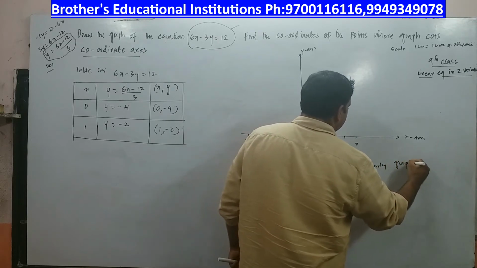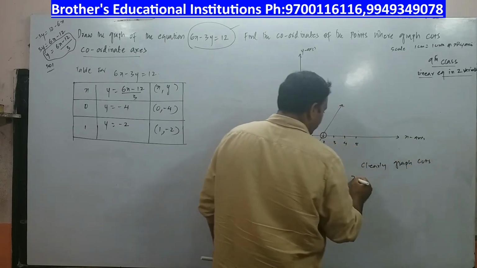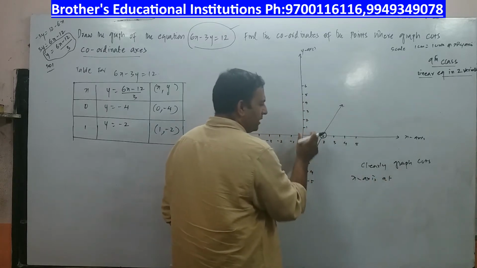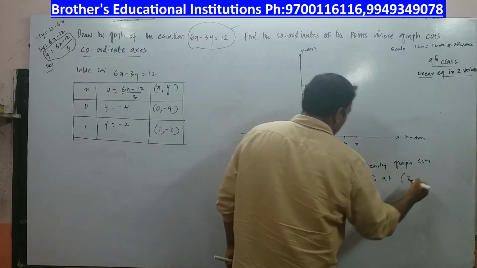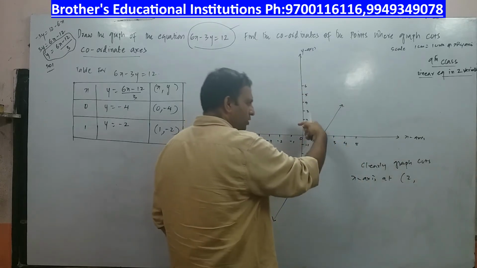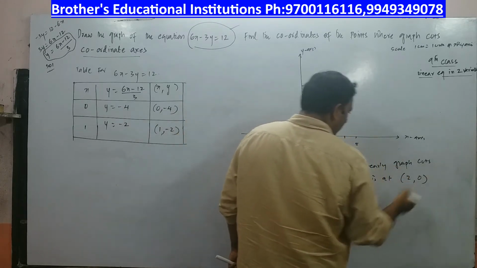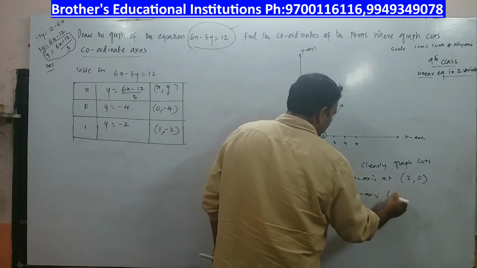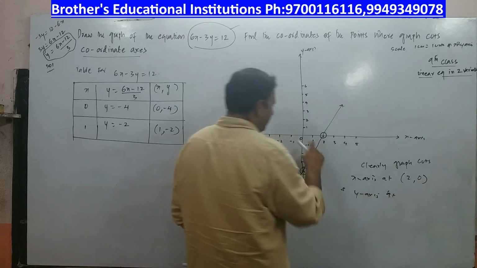graph cuts x-axis at, how much units length it is making on x-axis? 2. And what is the length it is making on y-axis? No length. So it is 0 at 2 comma 0.